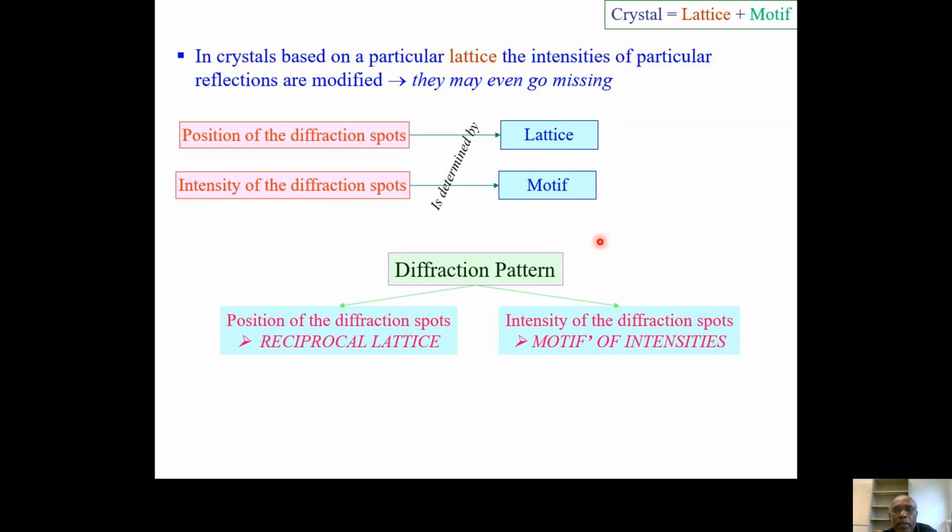So when you talk about a diffraction pattern, there are two things we are talking about. The position of the diffraction spot, for which later we'll talk about the reciprocal lattice. The other one is the intensity. That's the motif that determines the intensity.